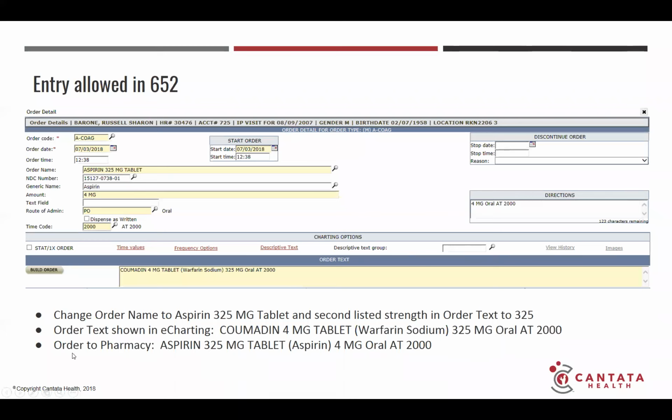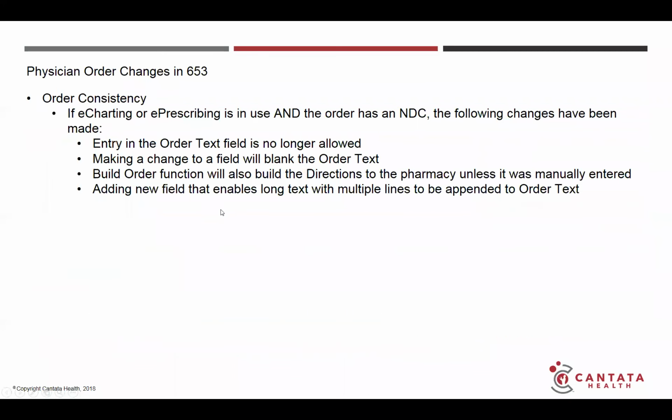And then the pharmacy is going to get an order that said aspirin 325 milligram tablet, 4 milligram oral at 2000. Well, again, that doesn't make sense. So what we did is we made some changes. Again, this applies if you are using e-charting or e-prescribing, and the order has an NDC. So if it's a medication order, these new rules apply. If you're entering a dietary order or a therapy order, some other type of order, these rules won't apply.